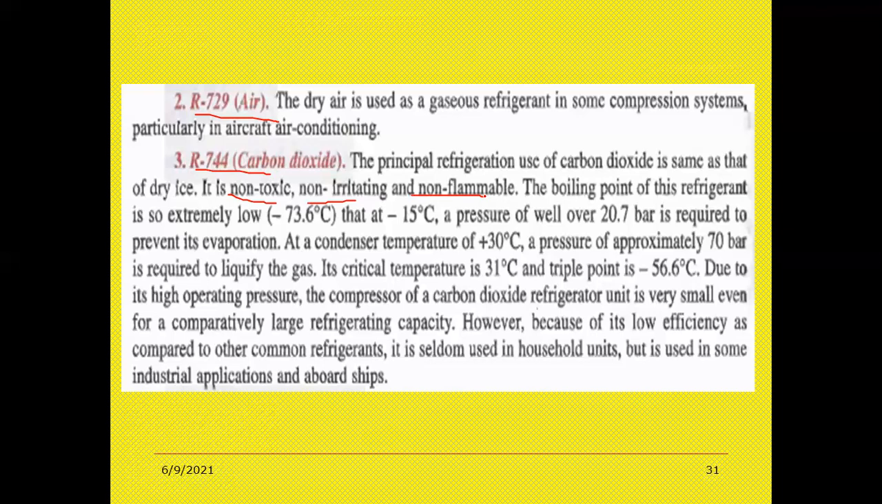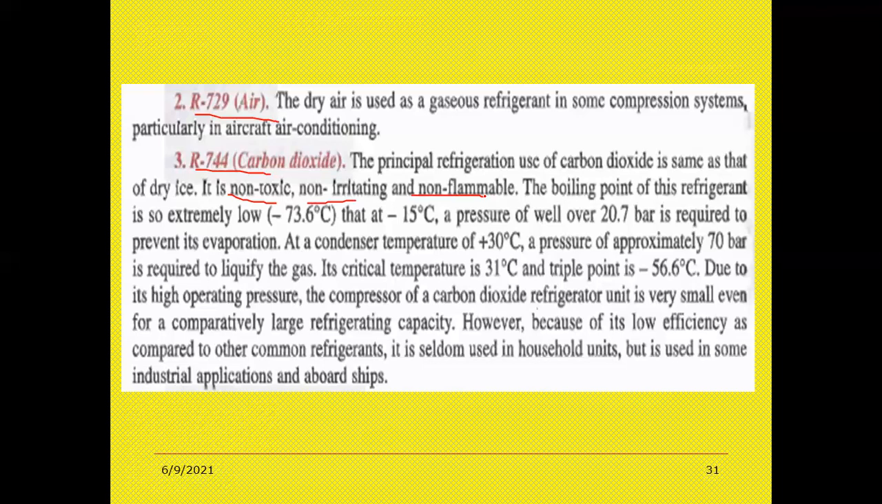The boiling point of this refrigerant is -73.6 degrees centigrade, and at -15 degrees centigrade a pressure of well over 20.7 bar is required to prevent its evaporation. At a condenser temperature of 30 degrees centigrade, a pressure of approximately 70 bar is required to liquefy the gas. Its critical temperature is 31 degrees centigrade and the triple point is -56.6 degrees.